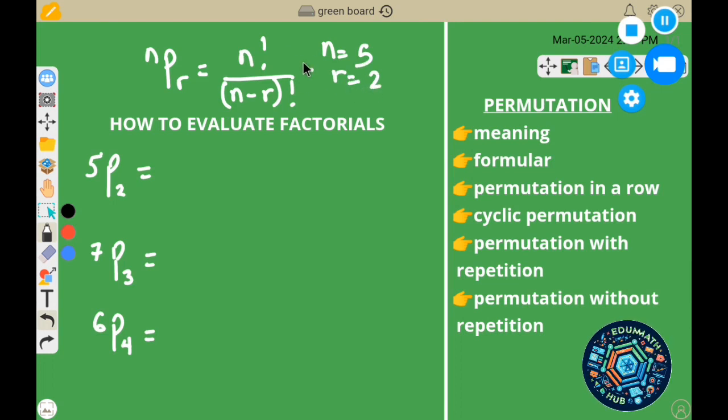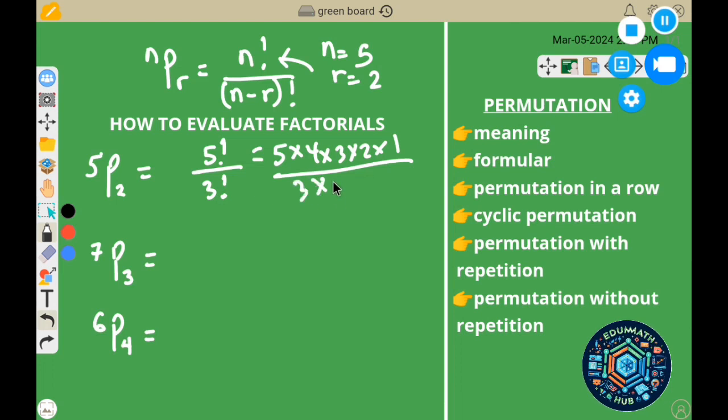So put it into this formula. You have 5 factorial divided by 5 minus 2, that will give you 3 factorial. So 5 factorial is 5 times 4, and you're dividing it by 3 factorial, which is 3 times 2 times 1.